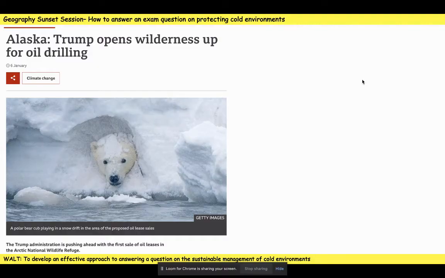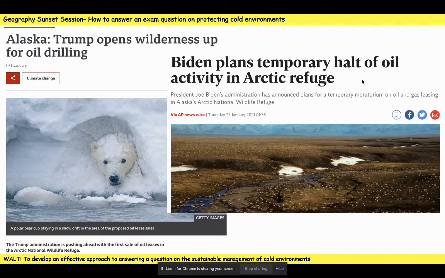So we're starting with a picture of the 46th President of the United States of America, and you might be wondering why. Well, when we think about cold environments, we might think that they're an old case study that doesn't have any relevance anymore. But one of the Trump administration's last actions was to open up an area of wilderness called the Arctic National Wildlife Refuge in Alaska, right next to where we are going to be focusing today. However, one of the first things President Biden's administration has done is sign an executive order to stop people drilling for oil in the National Wildlife Refuge.